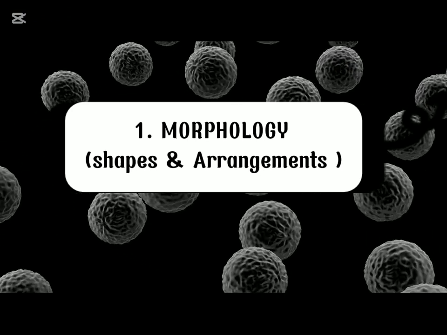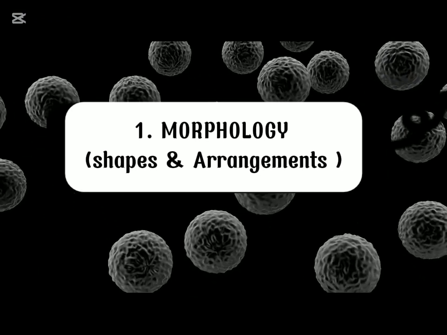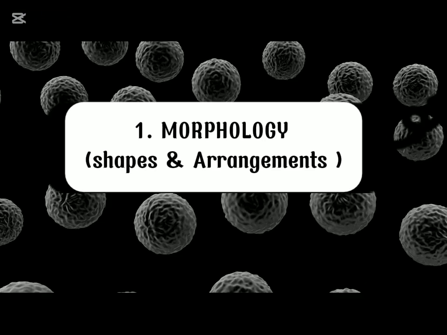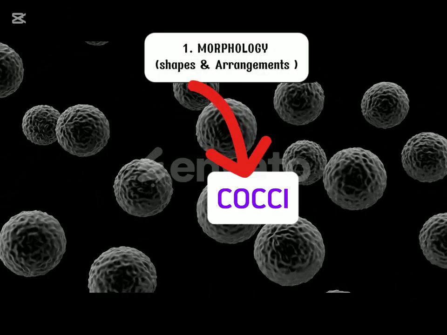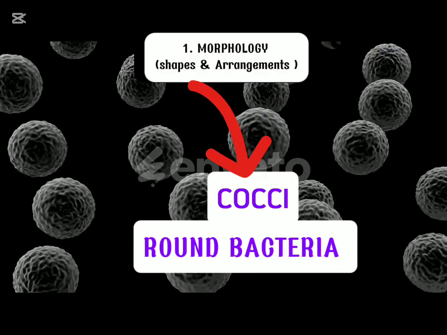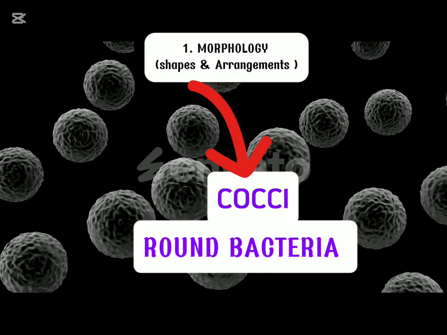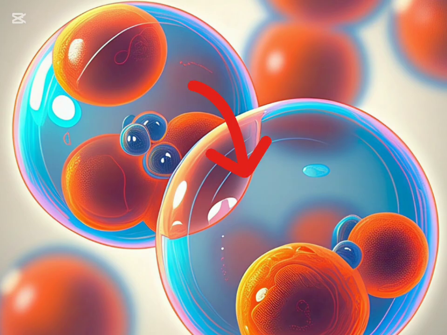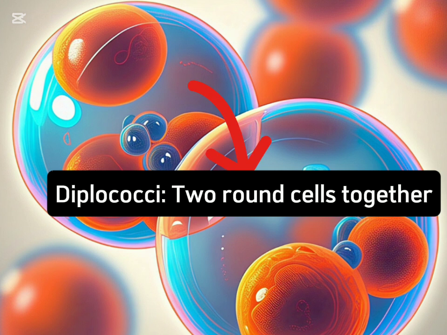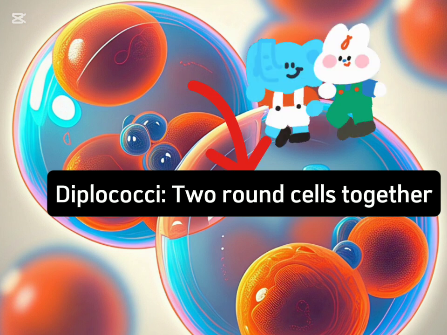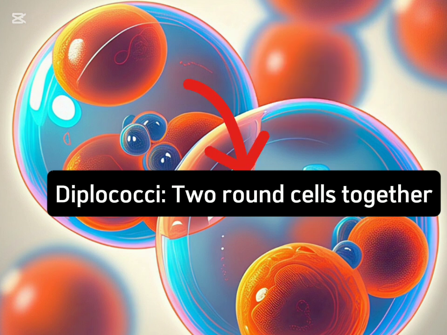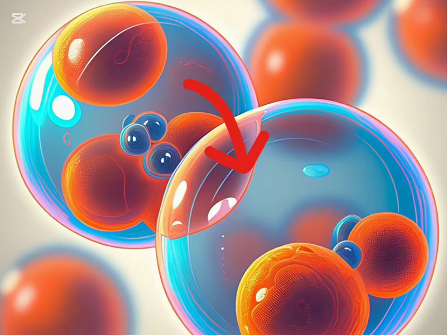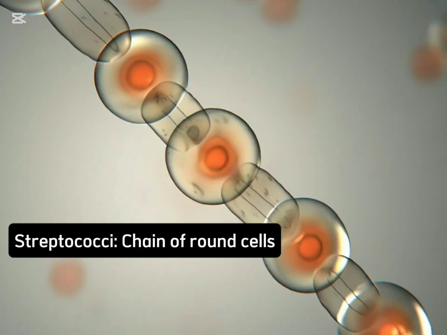Bacterial morphology. Before we classify bacteria, let's first understand their shapes and arrangements. 1. Cocci, the round bacteria. Cocci are spherical or oval-shaped bacteria. But they don't just float around randomly, they arrange themselves in different ways. A. Diplococci, found in pairs, like best friends sticking together. Example: Streptococcus pneumoniae. B. Streptococci, form long chains, like a pearl necklace.